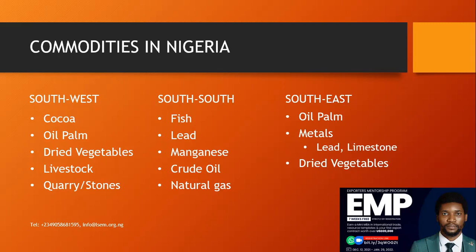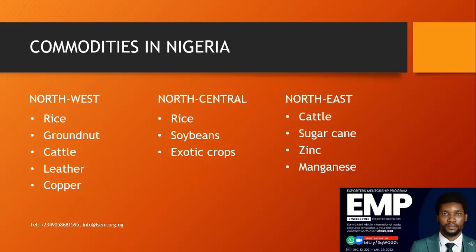In South-South, you have fish, lead, manganese, crude oil, and natural gas. In Southeast, we have oil palm, and metals like lead and limestone. We also have coal. In Enugu, a lot of coal. We have dried vegetables coming out of the southeastern part of the country also. In Northwest, we have rice, groundnuts, cattle, leather, and copper.